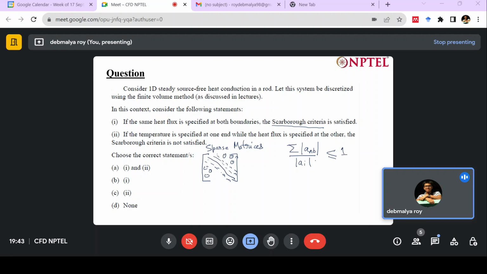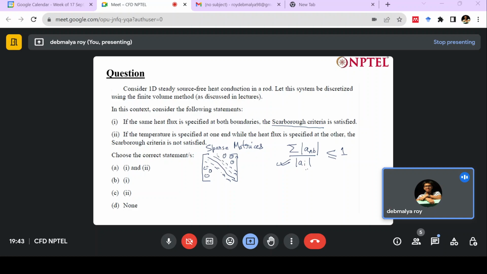So what does this really mean? This means that our diagonal term must be large. So basically, the summation of all the off-diagonal terms should be either equal to or less than my diagonal term itself. So the diagonal term should be larger than all the off-diagonal terms combined. So that is what is said.